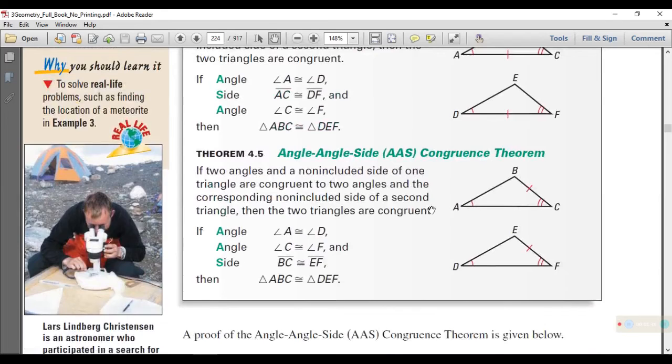Now, for the angle-angle-side congruence theorem. If two angles and a non-included side of one triangle are congruent to two angles and the corresponding non-included side of a second triangle, then the two triangles are congruent. So, how can we tell if they are non-included?